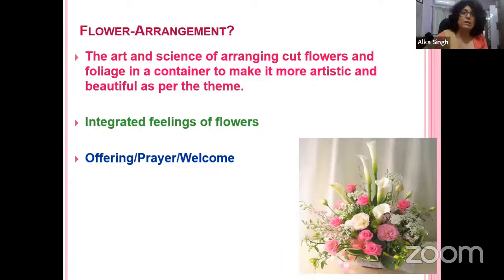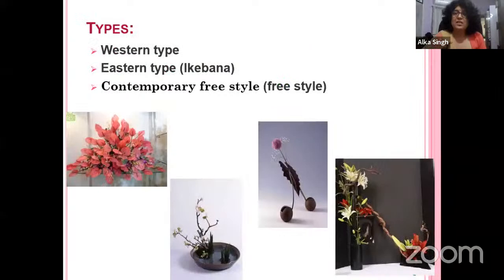Now, talking about the basic types of flower arrangement, first is the Western style, which everyone knows. It is what we see during weddings and most stage decorations. It is all Western type. Another is Eastern, that is Ikebana. And the third one is the contemporary freestyle, where you can go ahead with all mix and match. Now, what is the basic difference? In Western style, you use a lot of flowers.